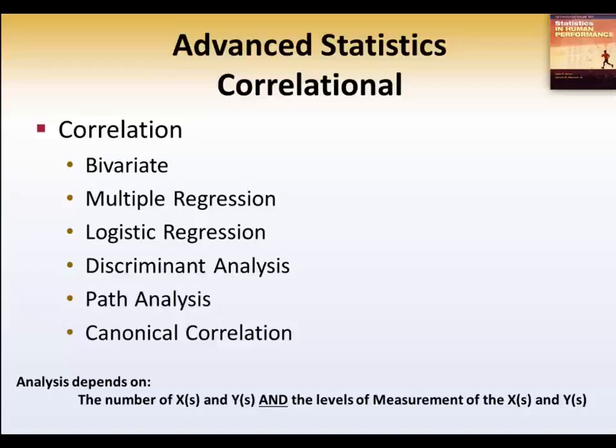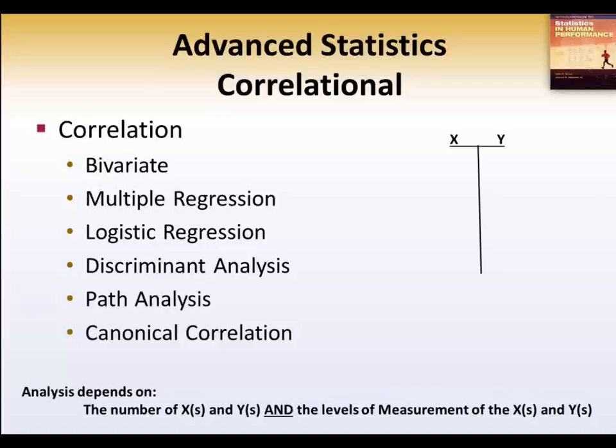So we'll start with one that you already know about, the bivariate correlation, which is where you have two variables. The common statistic used here is the Pearson product moment correlation, little r. Notice it has one independent variable and one dependent variable. The second one you also know about. This is multiple regression, capital R. In multiple regression, you have multiple independent variables and one dependent variable.